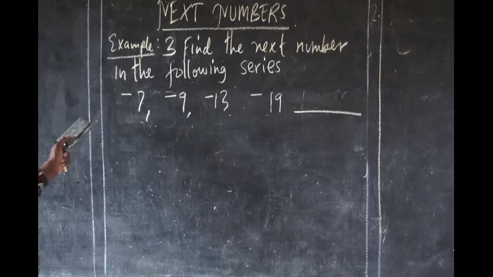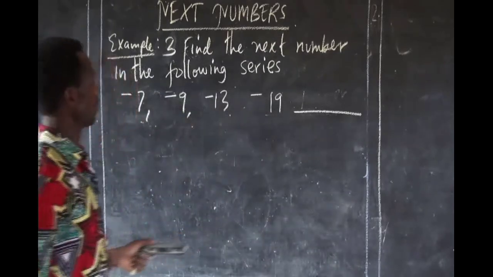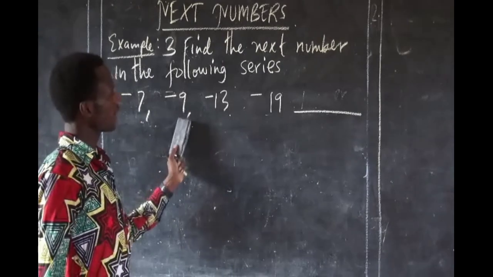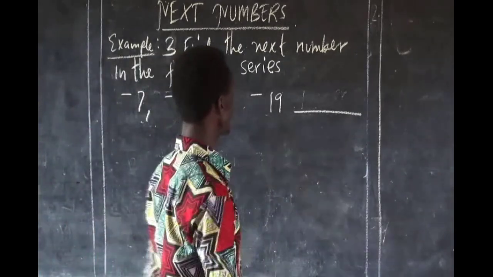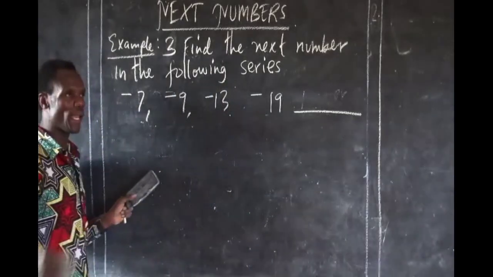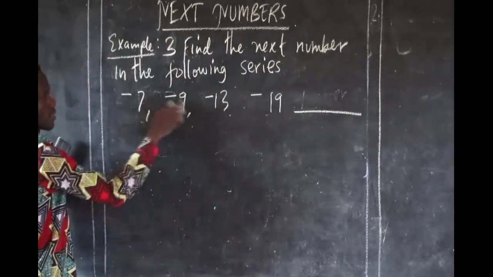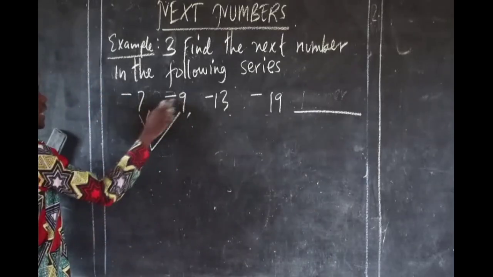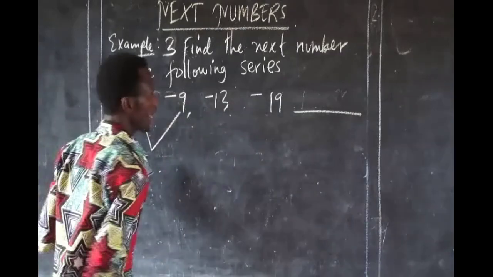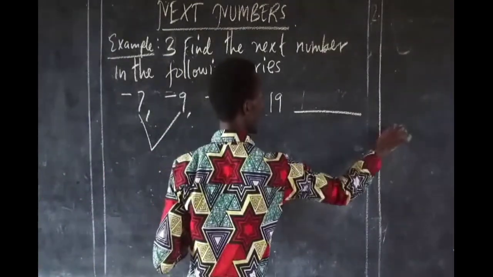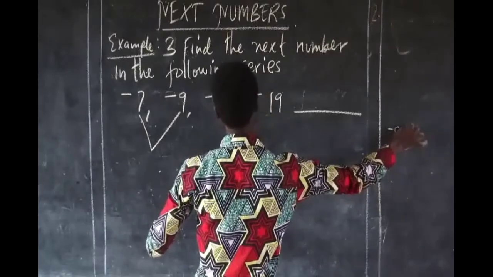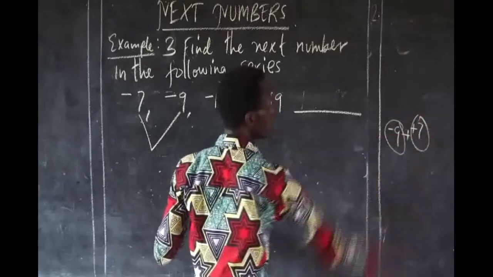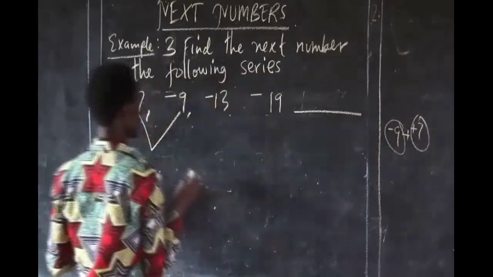The third example: find the next number in the following series. We have -7, -9, -13, -19. There is an alternative way to go about it. You look at the difference between the number before and the number after. This is -9 minus -7, which is -9 plus 7, so we have -2.